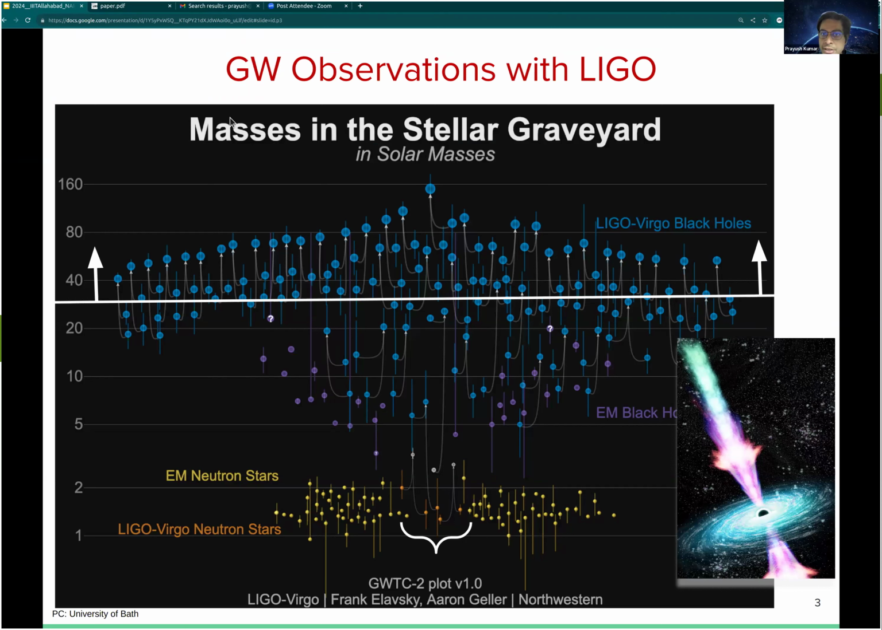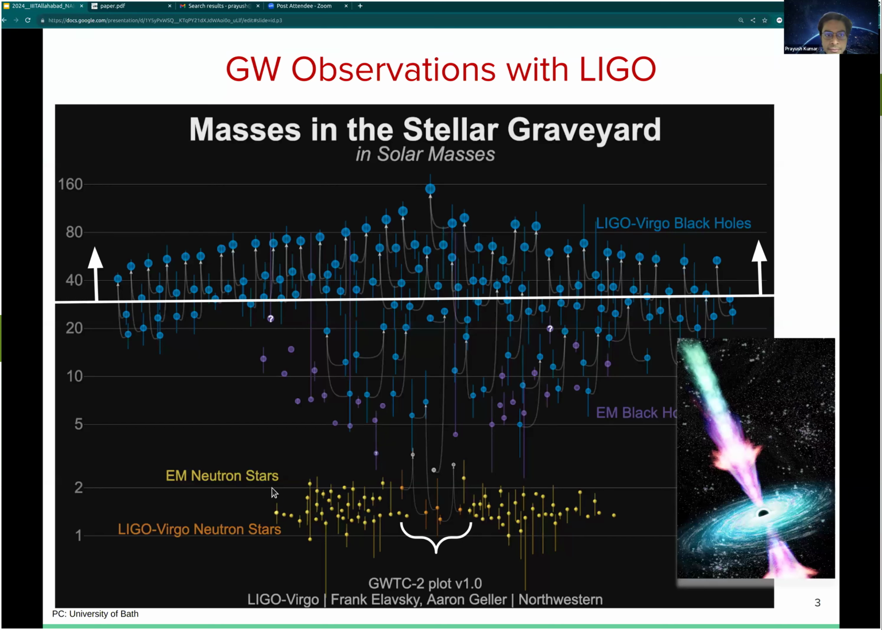Now, gravitational wave observations with LIGO have been many. Nearly 100 had been seen in the first few observing runs of these instruments. In fact, this figure shows a collection of all the compact objects that have been seen by the ground-based detectors so far. The ones in blue are all LIGO Virgo observed black holes. The ones in purple are the black holes that had been observed before the LIGO Virgo era, specifically through indirect emission of electromagnetic radiation and so on. And the objects at the bottom in yellow and orange are neutron stars that have been observed over the past few decades.